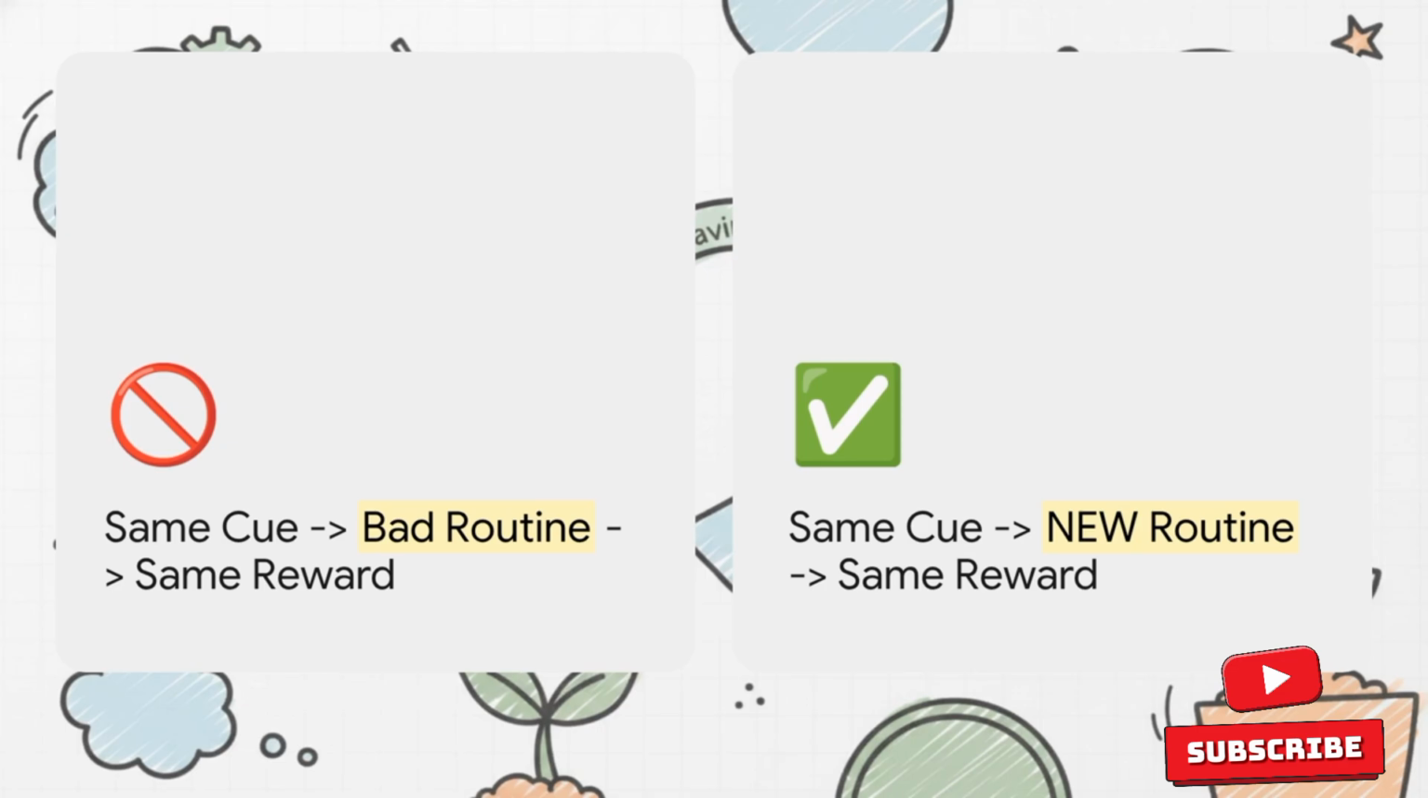So going back to our cookie example, if the cue is that 3 p.m. slump and the actual reward you're desperately seeking is just a break from your screen and a quick burst of energy, you don't try to ignore the cue, no way. Instead, you insert a new routine. At 3 p.m., you get up and take a brisk 10-minute walk outside, or you go chat with a friend while drinking a glass of cold water. Same cue, same reward, completely remodeled routine. It's a total game changer.